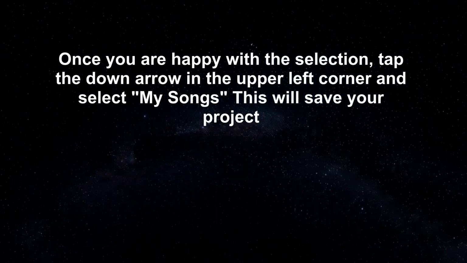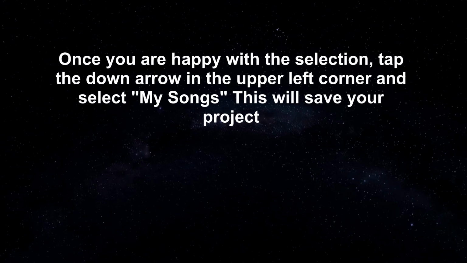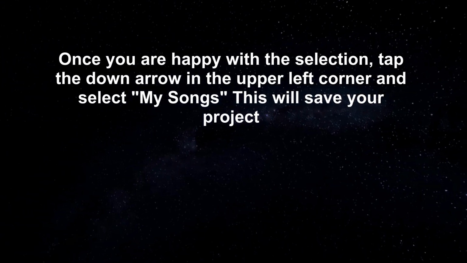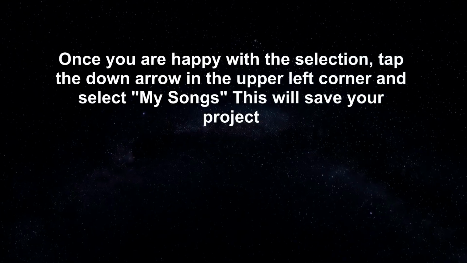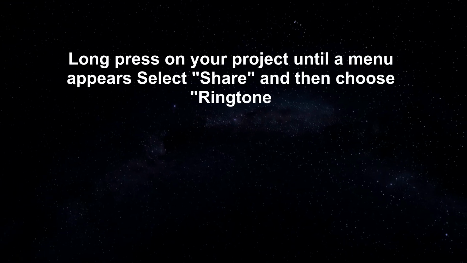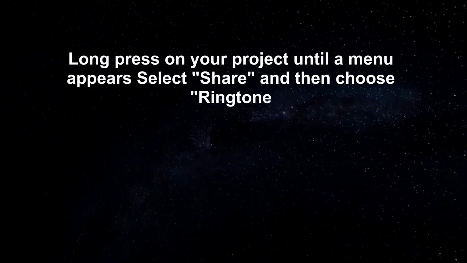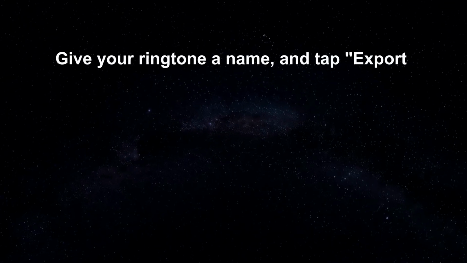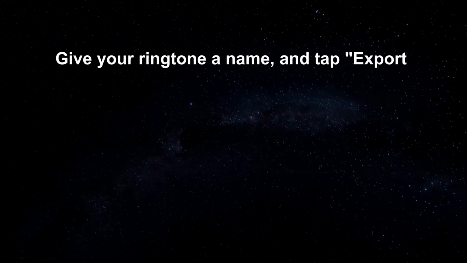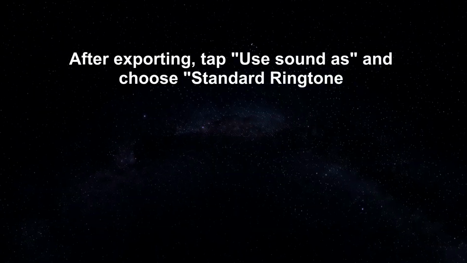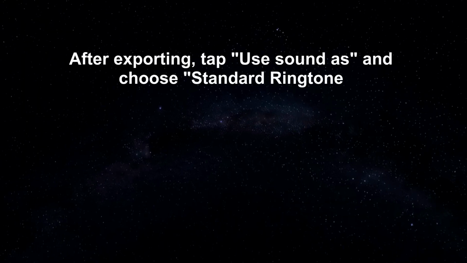Once you are happy with the selection, tap the down arrow in the upper left corner and select My Songs. This will save your project. Long press on your project until a menu appears. Select Share and then choose Ringtone. Give your ringtone a name and tap Export. After exporting, tap Use Sound As and choose Standard Ringtone.